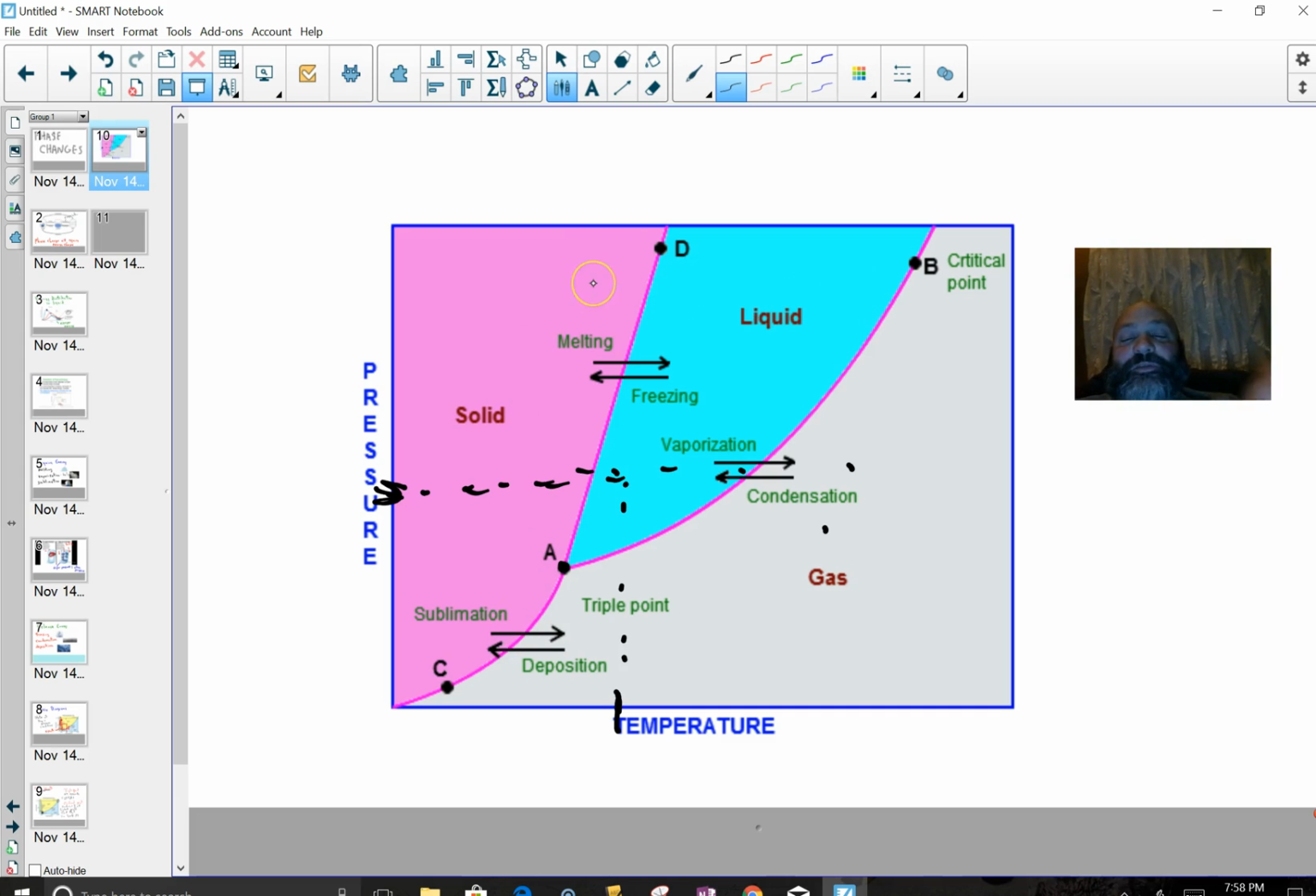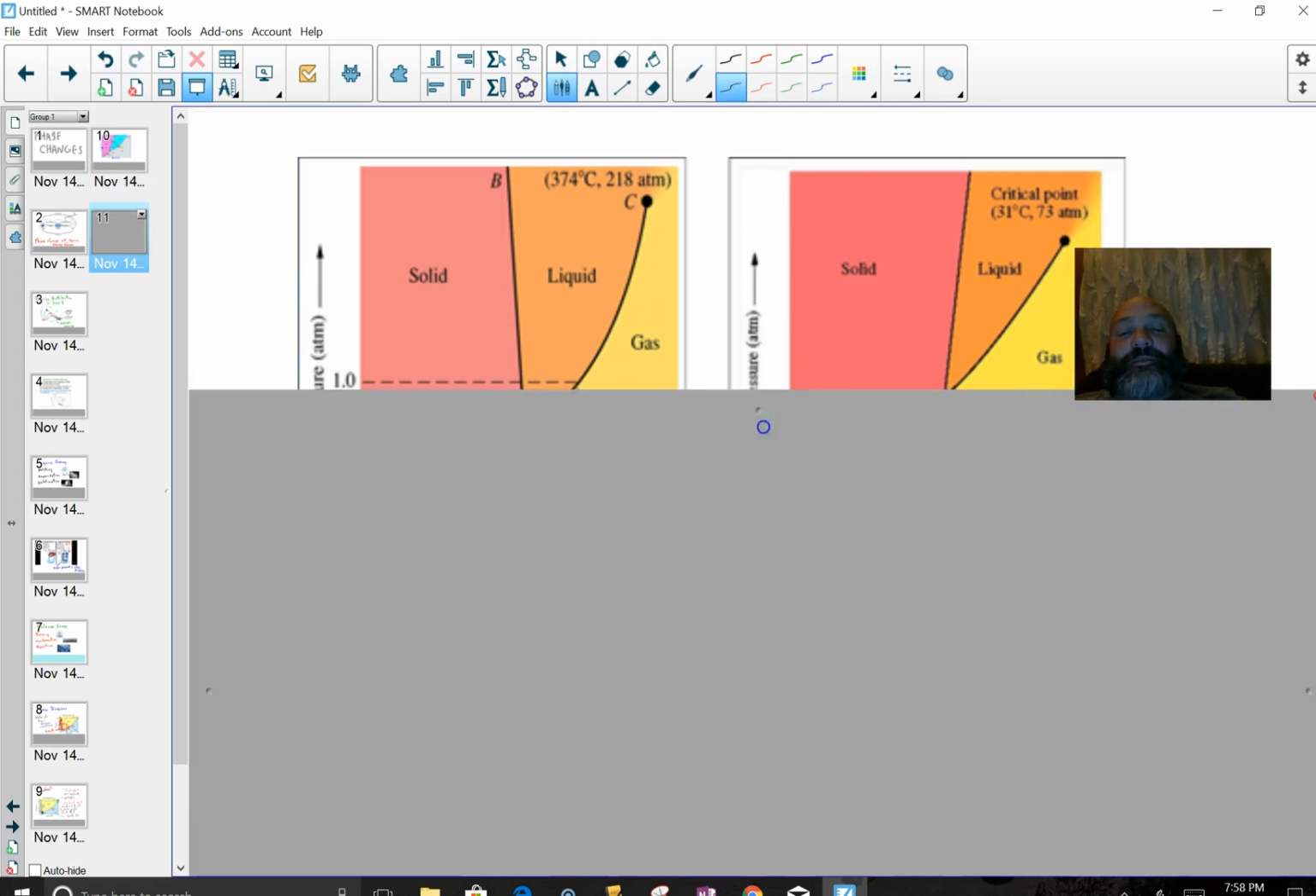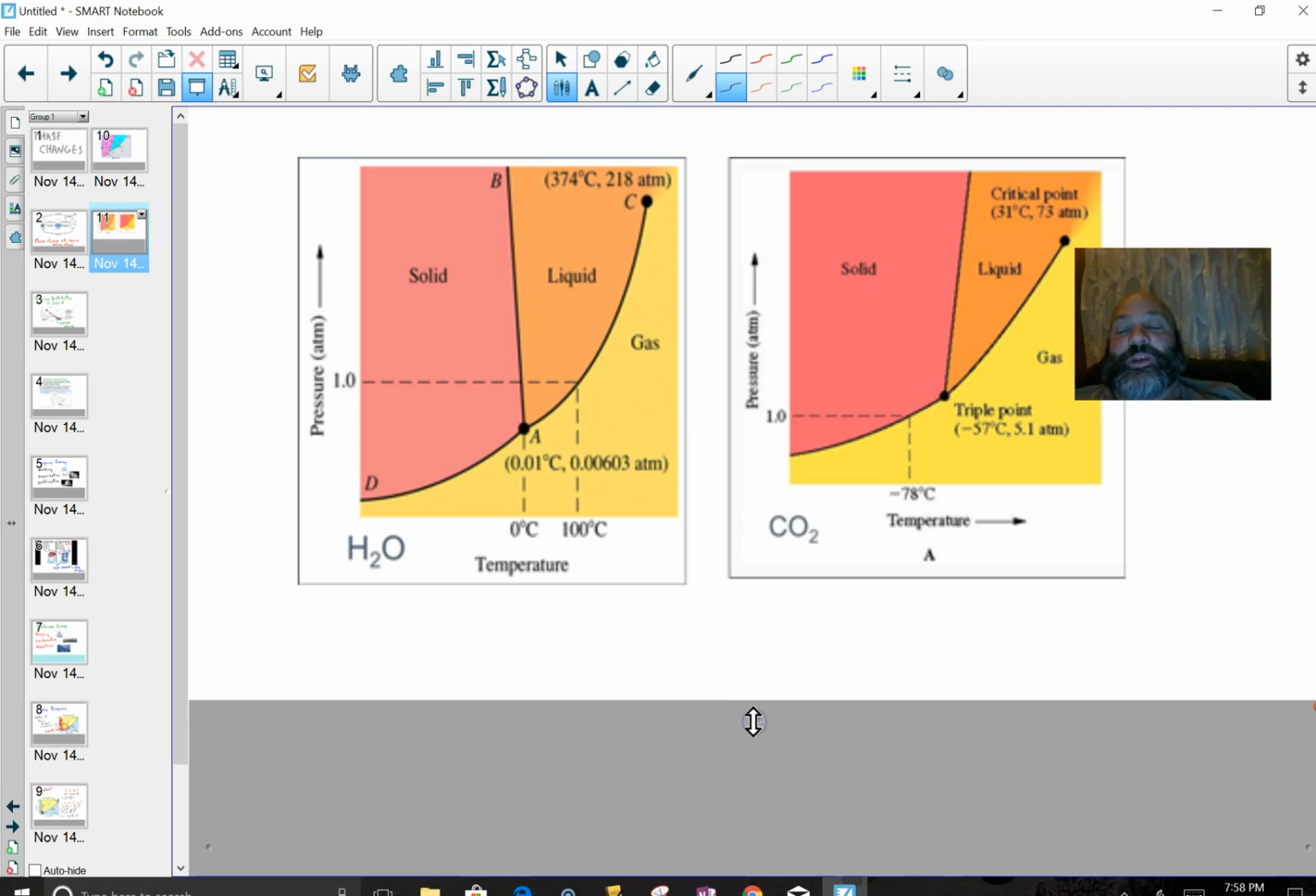Otherwise, I'm going to go through all these different changes that are occurring. So that's another thing we can realize about what those lines are. The boundaries are telling us what changes can be occurring with our substances. In our last diagram here, we're just going to see the difference between different substances. On the left, we have water. On the right, we have carbon dioxide.